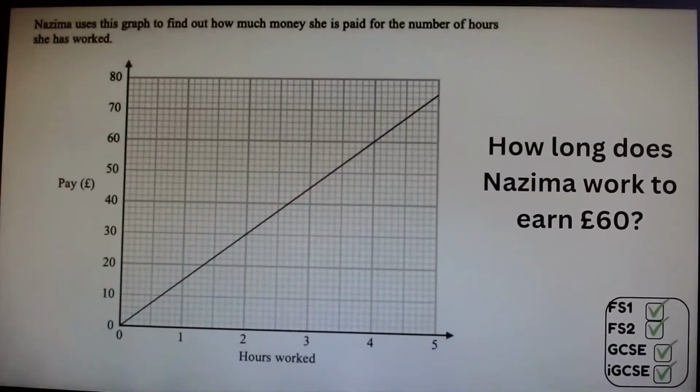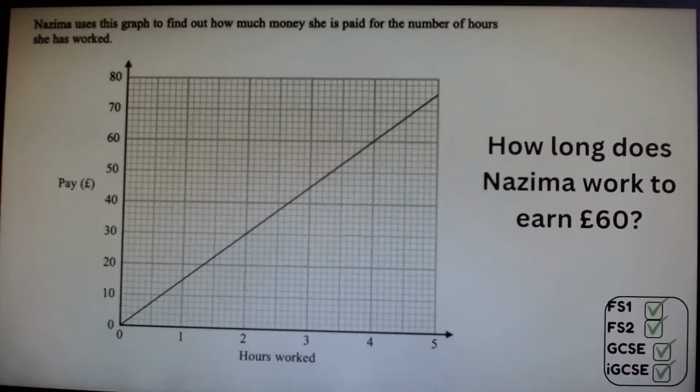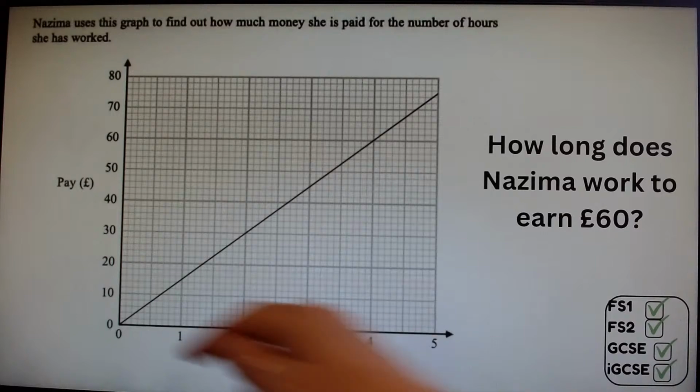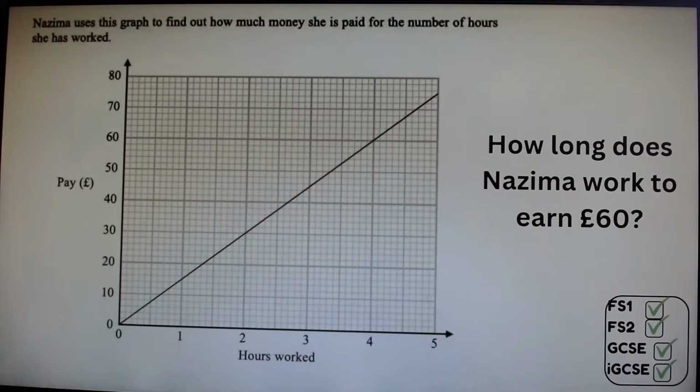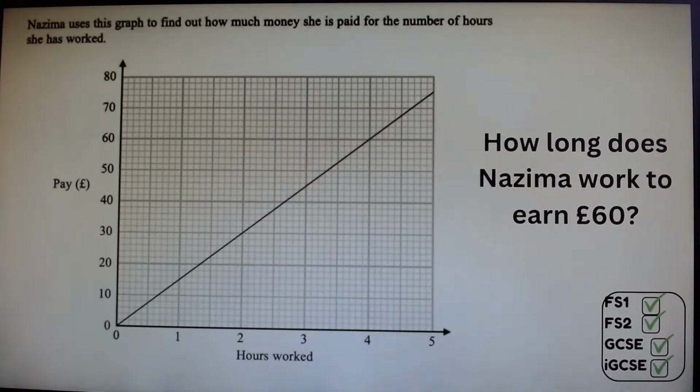This one has got a consistent gradient. It doesn't change how steep it is. So this line is not changing its rate at any point. The question says, Nazima uses this graph to find out how much money she has paid for the number of hours she works. So I've got this off a past paper.